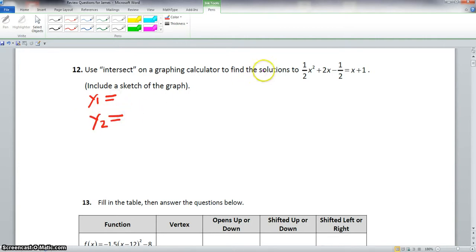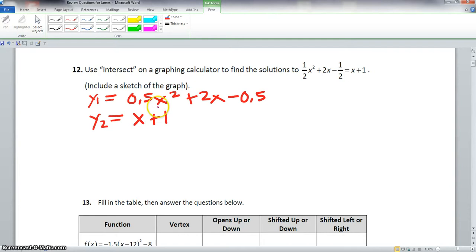Now under y1, since we know 1/2 is really 0.5, we could type in 0.5 x squared plus 2x minus 0.5. And then next, with y2, we would type in x plus 1.